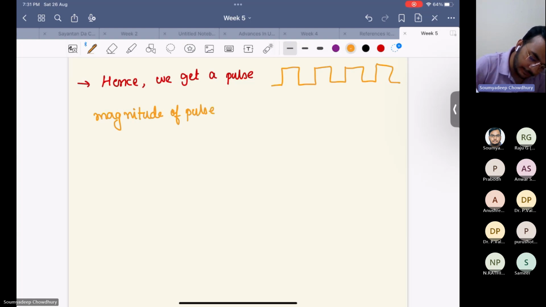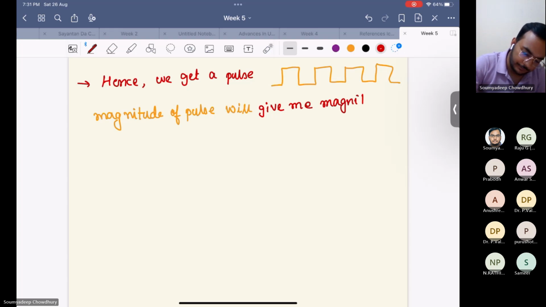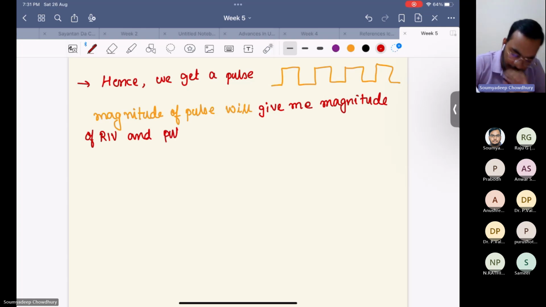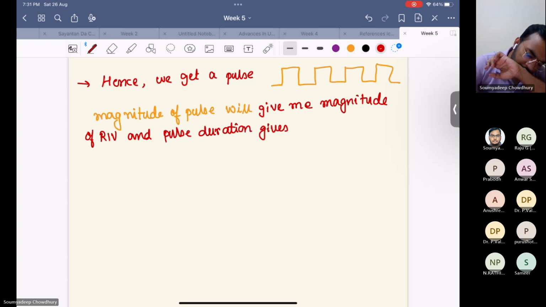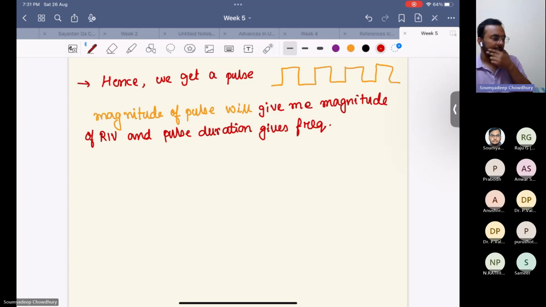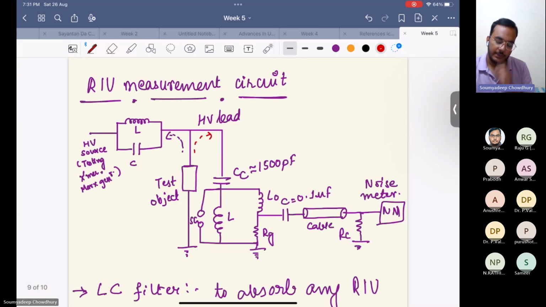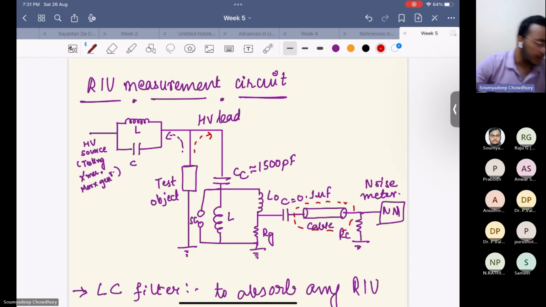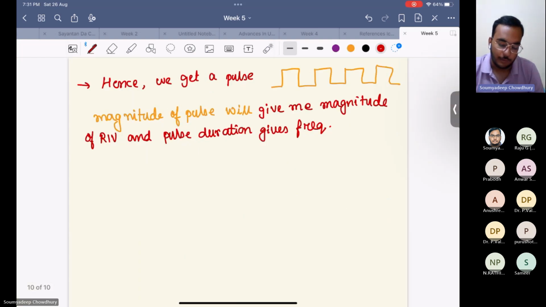The magnitude of this pulse will give me the magnitude of RIV, and the pulse duration gives the frequency. And one more thing, you see this cable is connected, right? So why is this cable connected? Any high voltage output, we cannot directly connect across a meter because there will be reflections. There will be traveling wave phenomena, right? Because of impedance mismatch.